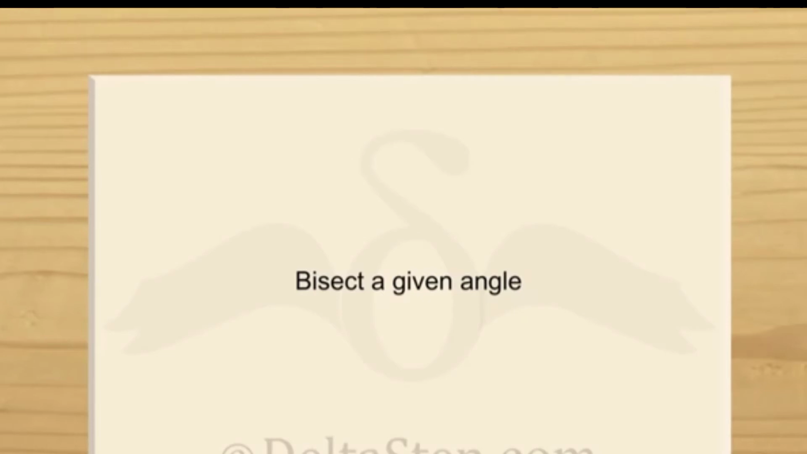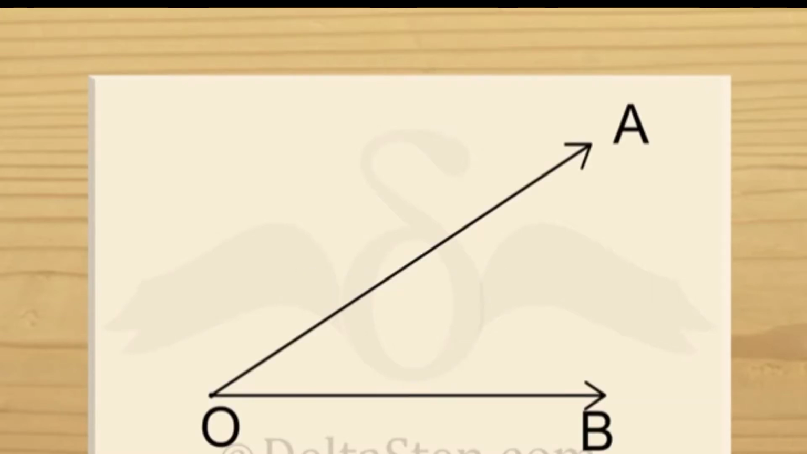Let us learn how to bisect a given angle. Bisecting an angle means dividing the given angle into two exactly equal parts. Now suppose you have been given an angle, say angle AOB, and you have to bisect it. That is, divide it into two equal parts. How can you do that?